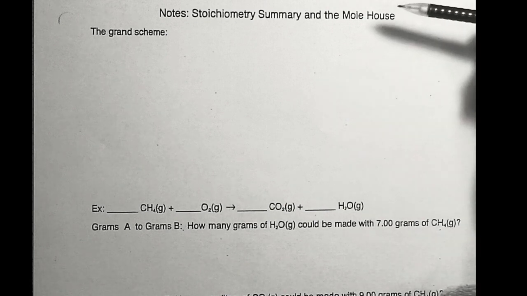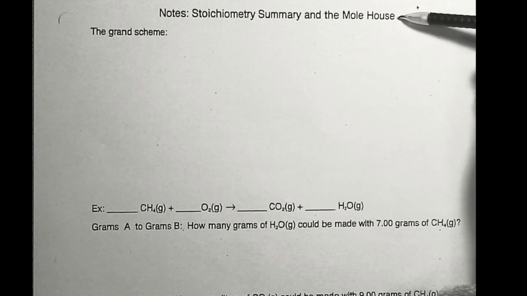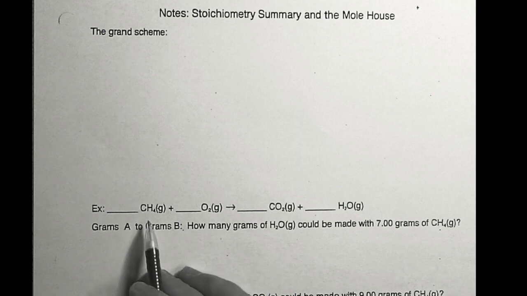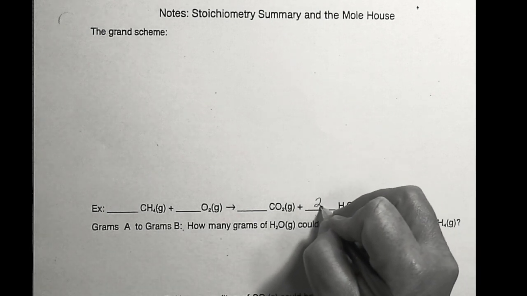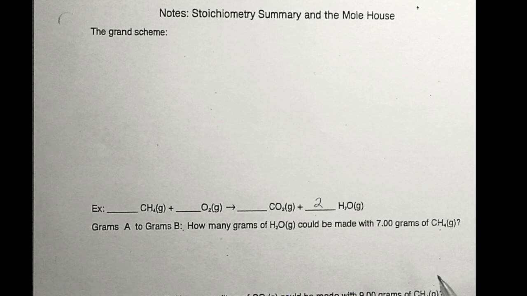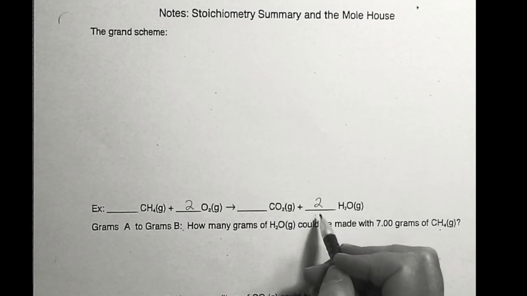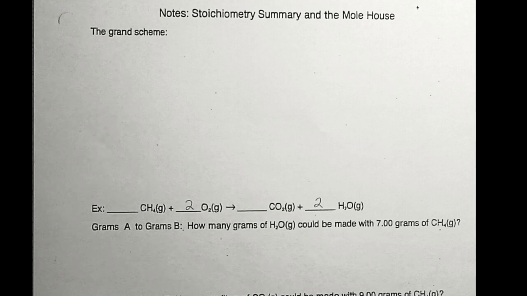So we're going to use that technique with something called the mole house. Let me show you what I mean. If you look at the sample problem, we've got methane gas reacting with O2, becoming carbon dioxide and water. And we need a balanced equation, so because there's 4 hydrogens, we need a 2 there. And now we've got 4 oxygens total, so we need a 2 there. So it's a 1 to 2 to 1 to 2 ratio, and that works with moles.